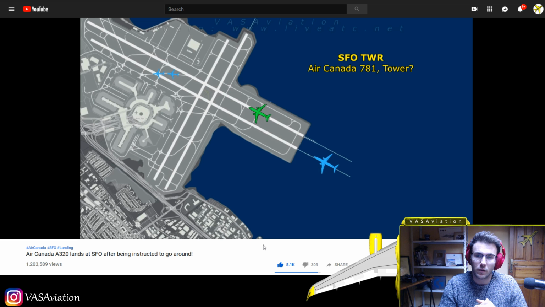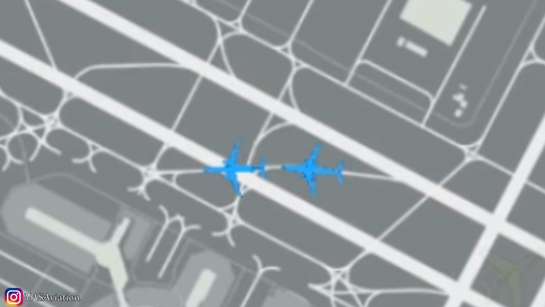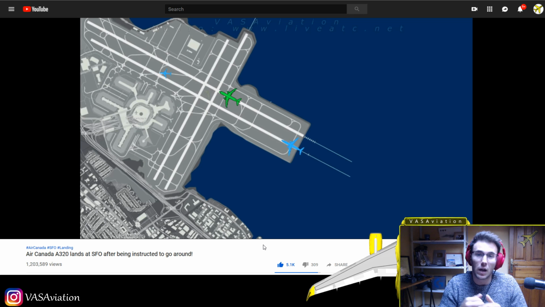Air Canada 781, tower. United 2065 has crossed runway 28 left, Southwest has moved forward on Tango taxiway, and now Air Canada has the runway clear for landing. Air Canada 781, tower.